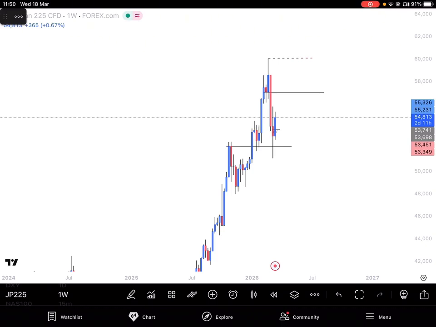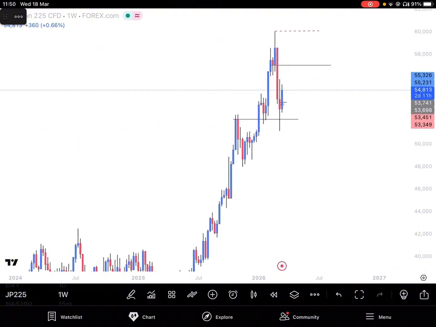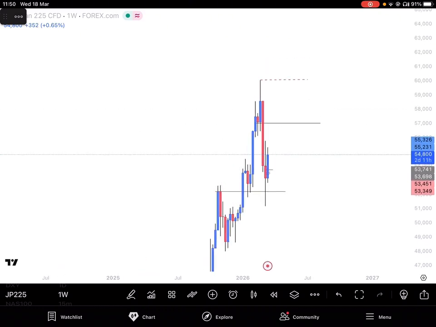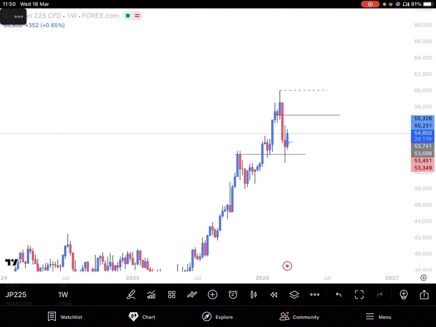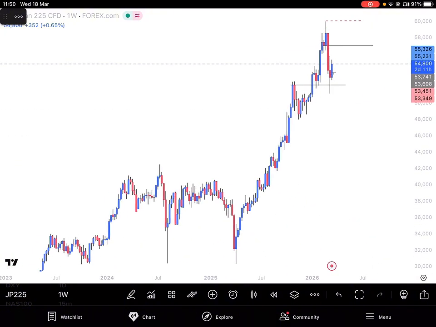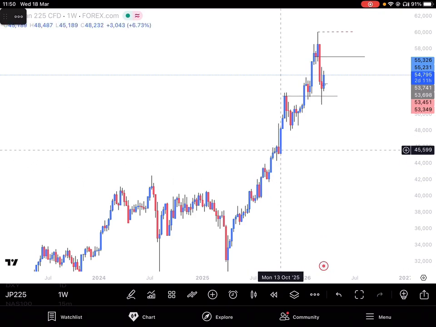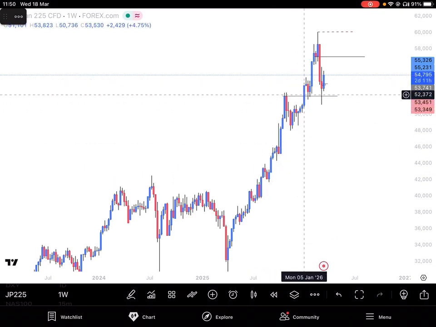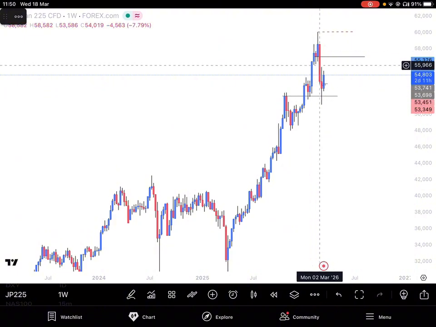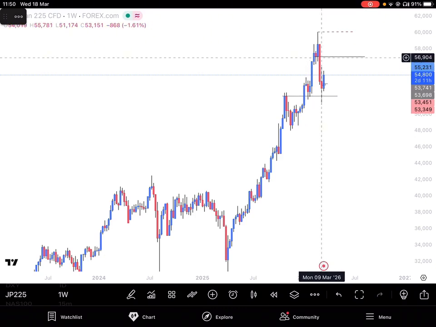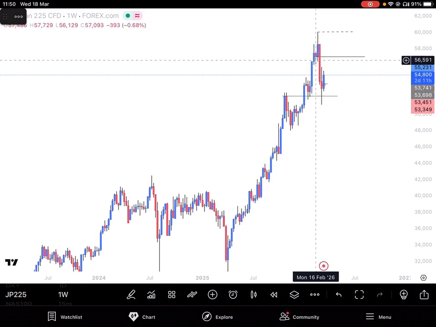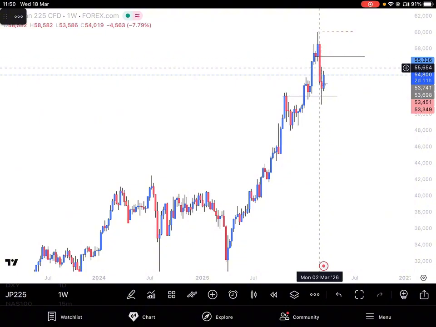Now I start my bias from the weekly time frame, and this is my weekly time frame. I'm using JP225 as a sample for this video. So what can we see here? It is very obvious that this market is bullish. Price is giving consecutive higher lows and higher highs. Then here we have a break of structure, and we have a liquidity sweep and break of structure over here.